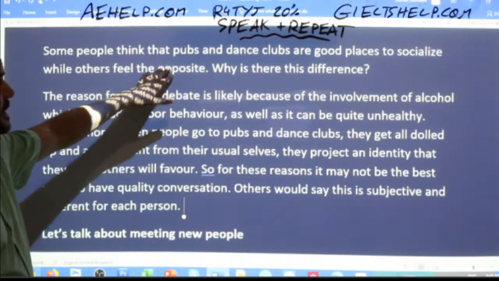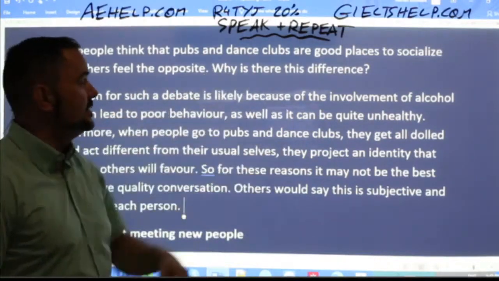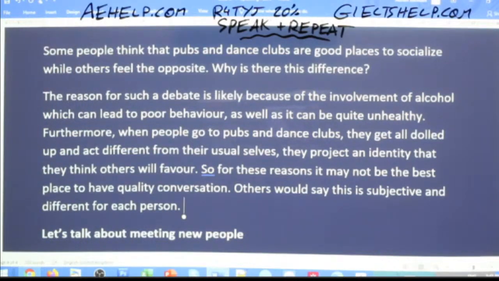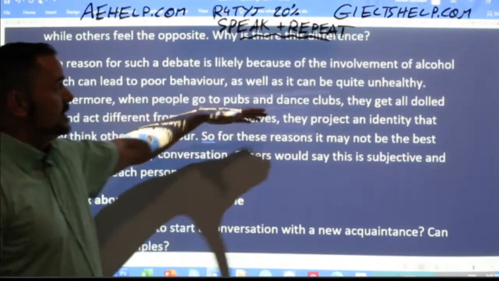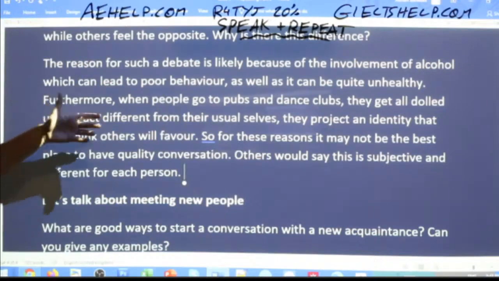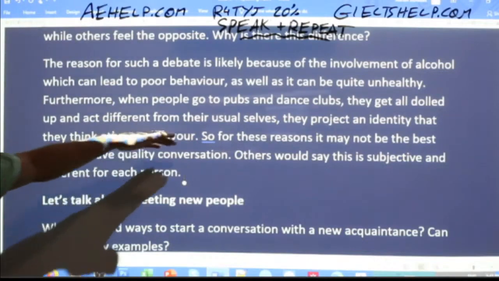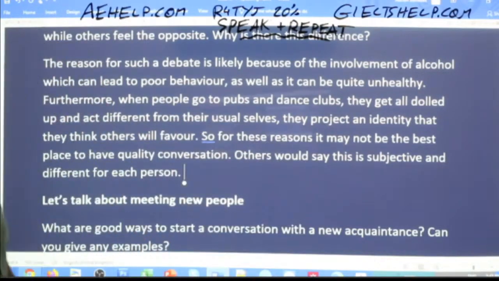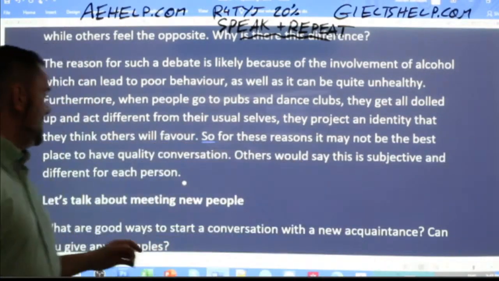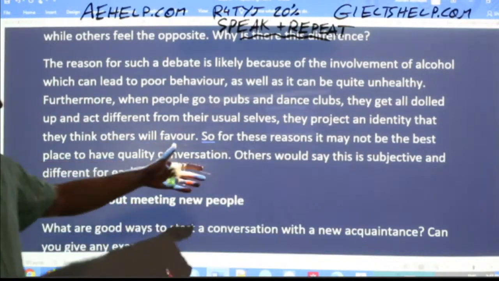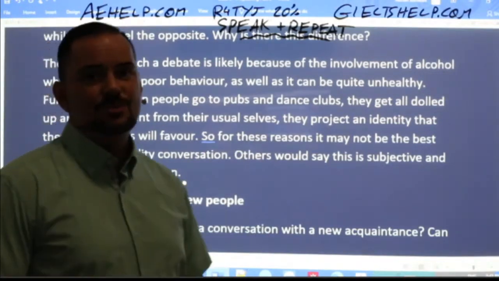Some people think that pubs and dance clubs are good places to socialize, while others feel the opposite. Why is there this difference? The reason for such a debate is likely because of the involvement of alcohol, which can lead to poor behavior, as well as it can be quite unhealthy. Furthermore, when people go to pubs and dance clubs, they get all dolled up and act differently from their usual selves. They project an identity that they think others will favor. So for these reasons, it may not be the best place to have quality conversation. Others would say this is subjective and different for each person or each patron.